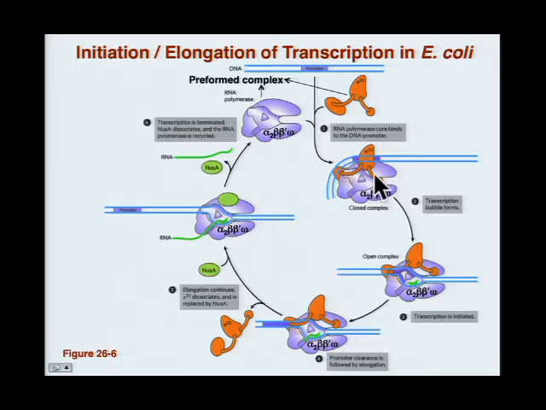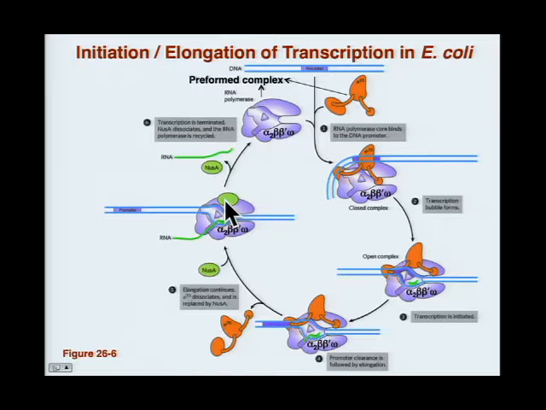So initially, the holoenzyme binds to the promoter in a closed complex. We then melt the two strands apart, separating them into a bubble, forming the open complex. And then, and only then, after forming the open complex, can we initiate transcription. Once transcription is started, we leave the promoter and we jettison the sigma 70 subunit. Now we just have the catalytic subunit, and this jettison action is pushed along by competitive binding of a protein called NusA. NusA binds where sigma 70 used to bind, kicking out sigma 70.